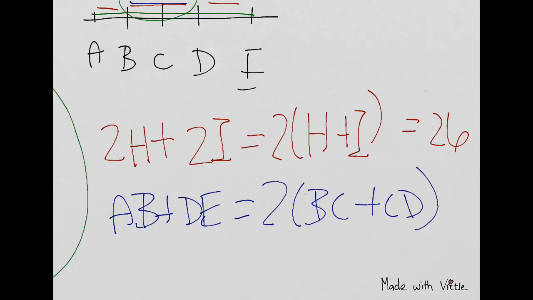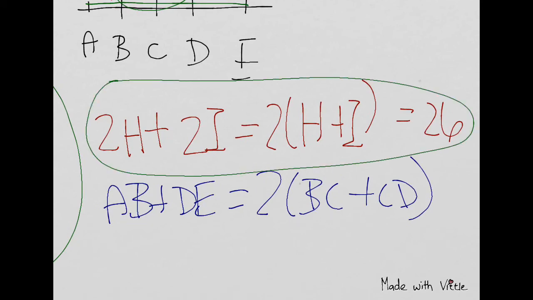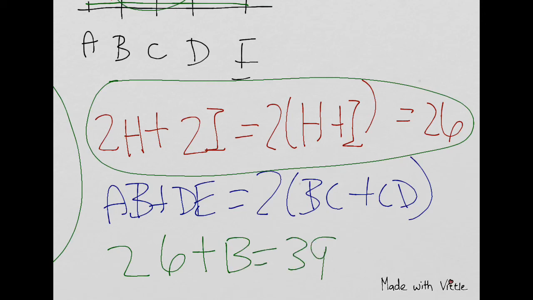Okay. So if we simplify this first equation up here, we can say, after it's simplified, that 26 plus 13 equals 39. So we know that segment AE equals 39.